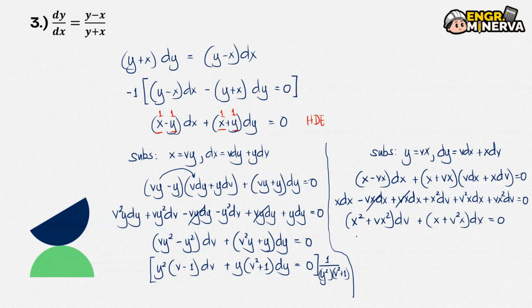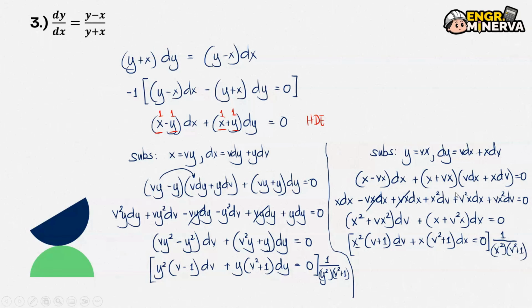Okay. Then we could factor out x squared here. That would be v plus 1, so that we can have it simpler later on. Plus, factor out again your x. That would be v squared plus 1 equals 0. So now this is a variable separable differential equation. So we multiply the whole equation by 1 over x squared, because your x squared here is with the differential dv, and we also multiply by 1 over v squared plus 1.